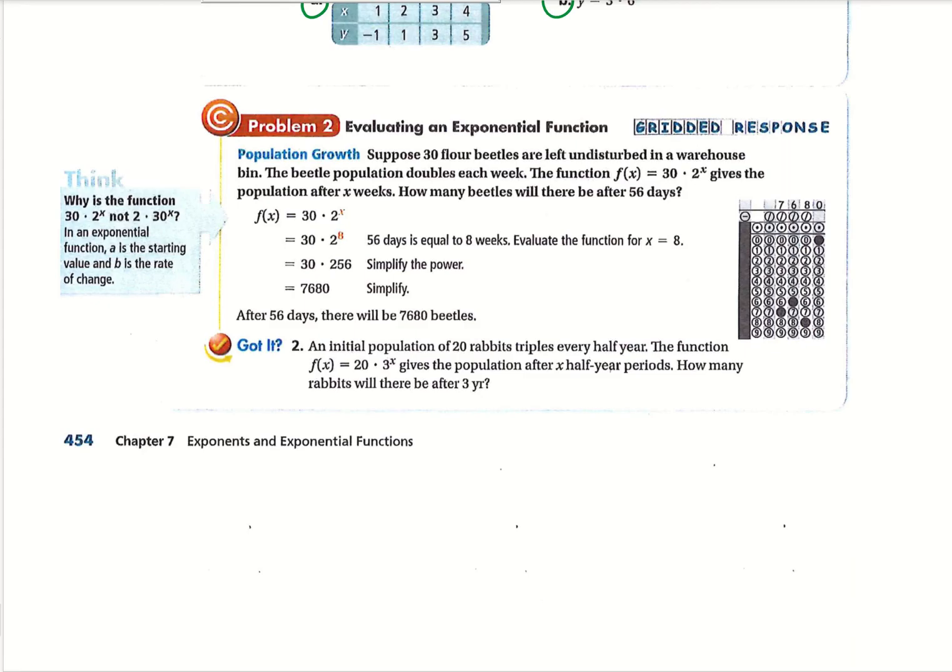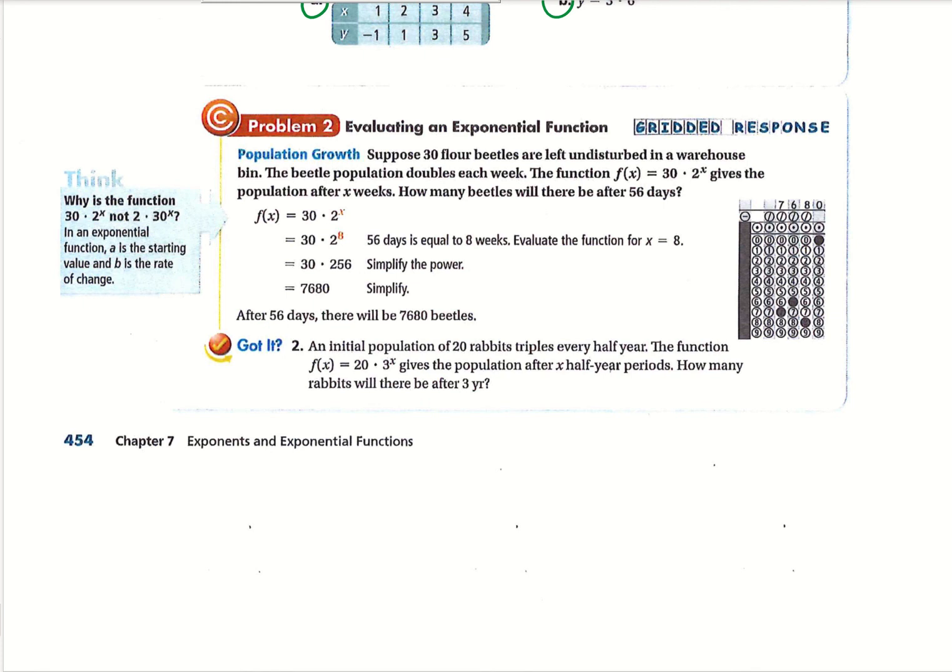All right, not Got It Problem, just Problem 2. It's pretty straightforward, okay? This is just evaluating an exponential function, okay? So for that, all we're doing is really just plugging in. So it says population growth, suppose 30 flower beetles are left undisturbed in a warehouse bin. The beetle population doubles each week. The function f of x equals 30 times 2 to the x gives the population after x weeks. How many beetles will there be after 56 days?